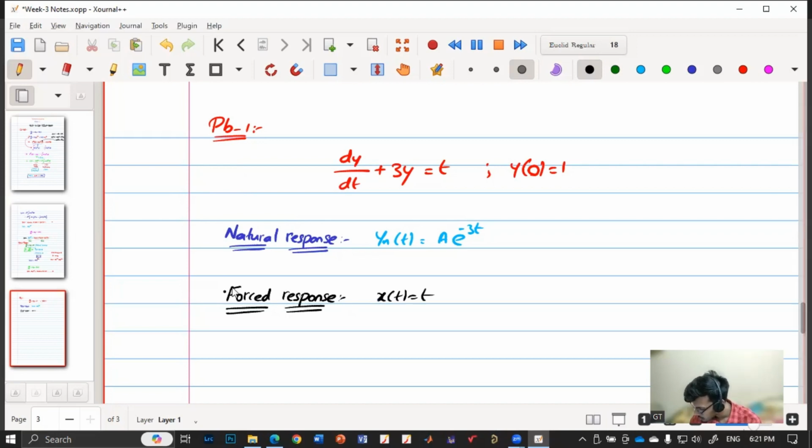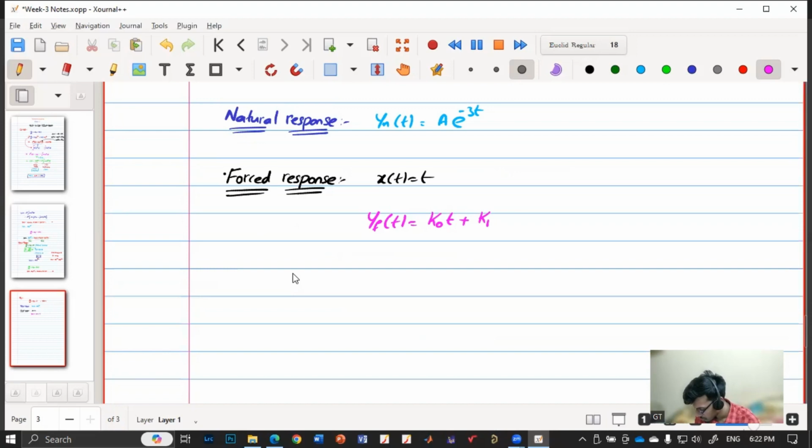So my forced response will be yf of t is k naught into x of t. So k naught into t plus k1 into x dash of t. x dash of t is 1 plus k2 into x double dash of t, which is 0. So it will be k naught t plus k1. So my total solution is what? Total solution y of t is equals to yn of t, a into e to the power minus 3t plus k naught t plus k1. Now I have three unknowns. So how do I solve this?